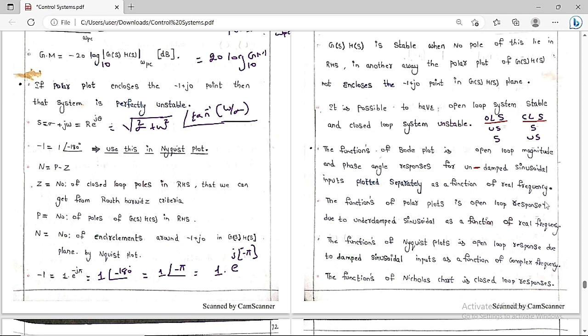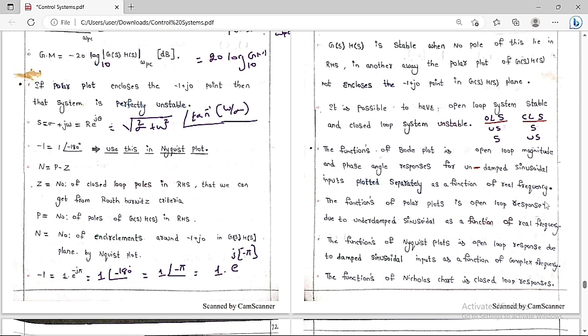The magnitude and the phase angle we are going to see when omega is varying from 0 to infinity. What is the variation with respect to real frequency? That is called a Bode plot. The function of the Bode plot is the open loop magnitude and phase angle responses for undamped sinusoidal inputs plotted separately as a function of real frequency.